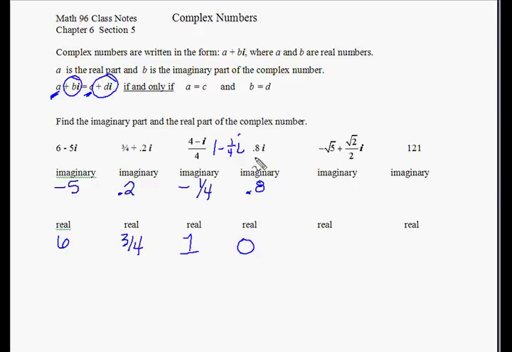We didn't see a number there, and the only number that we can add and not change this expression is 0. The imaginary part here is the square root of 2 over 2, and the real part is -5. The imaginary part needs to be attached to the i. As you see, there's no i in this problem, but I could add no i by putting in +0i. So the imaginary part is 0, and the real part is 121.